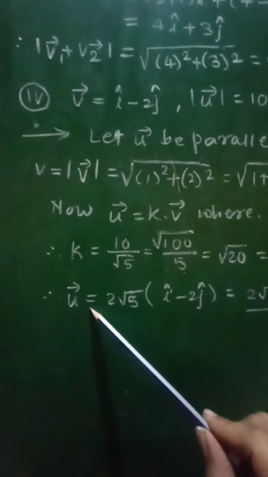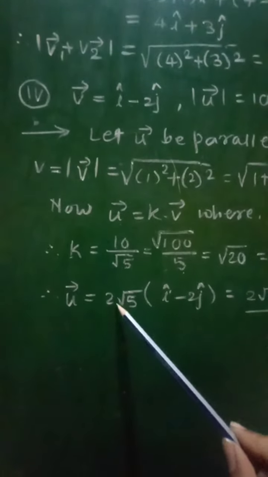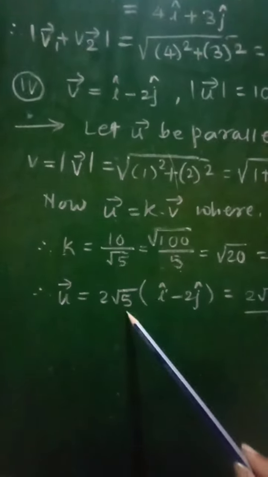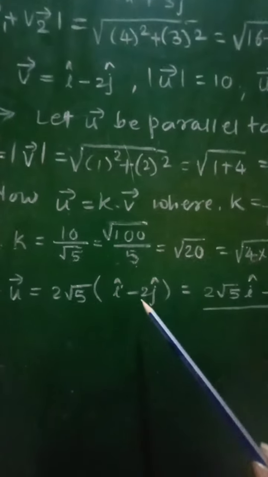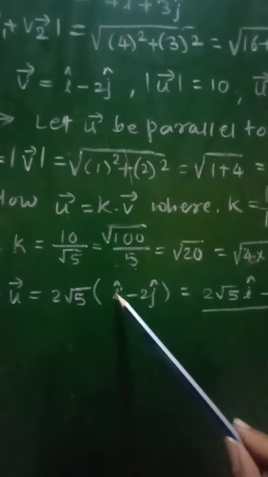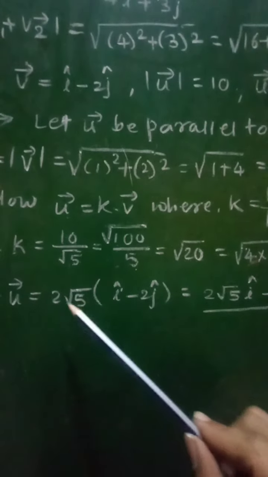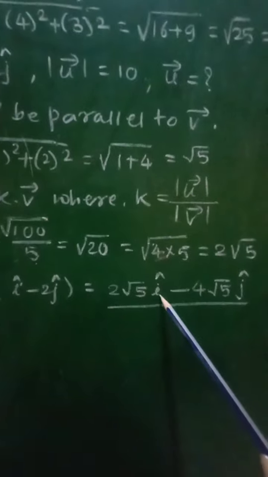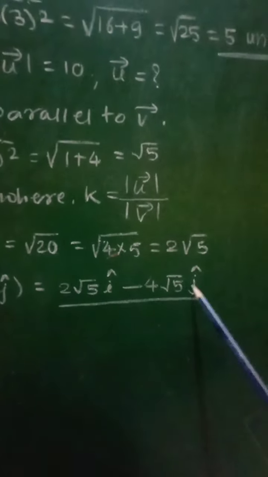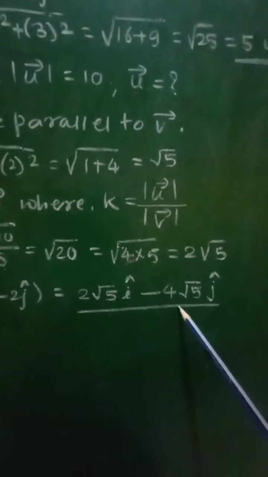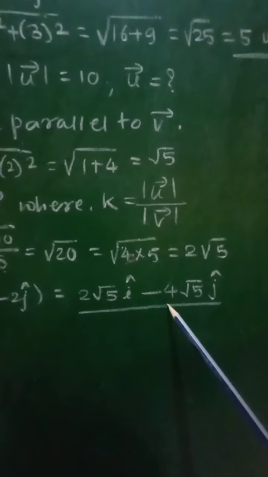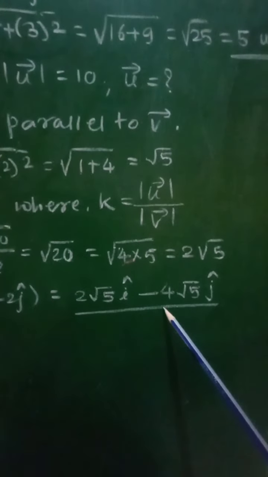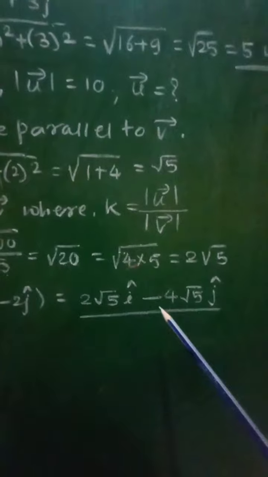And therefore vector u will be equal to, from this relation, k into vector v, that is 2 root 5 into i cap minus 2 j cap. Multiplying i cap and 2 j cap by this 2 root 5 we will get 2 root 5 i cap minus 4 root 5 j cap. This will be the required vector, that is the vector u, which will be parallel to vector v.